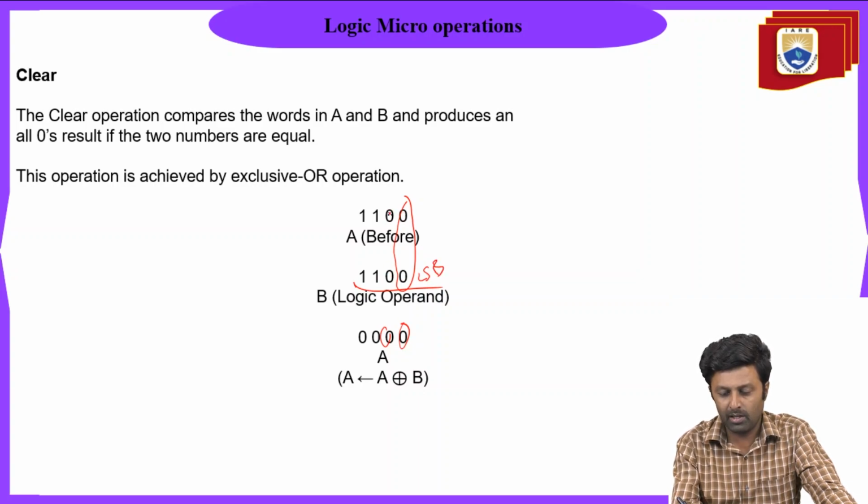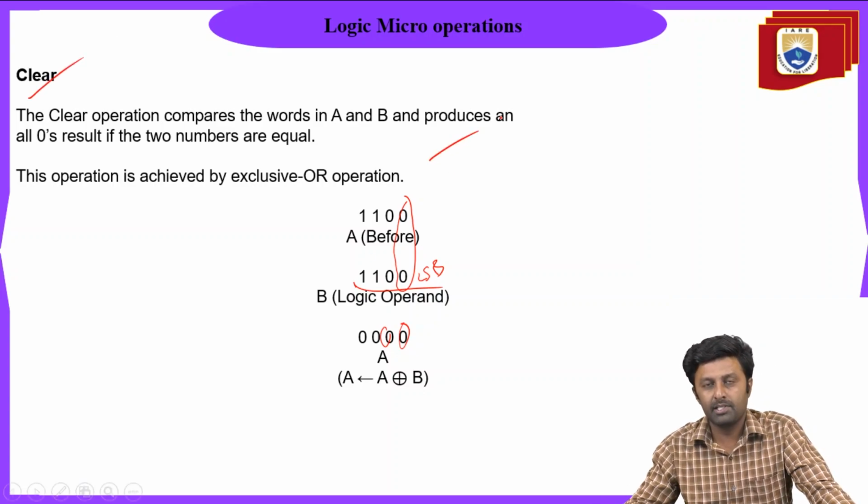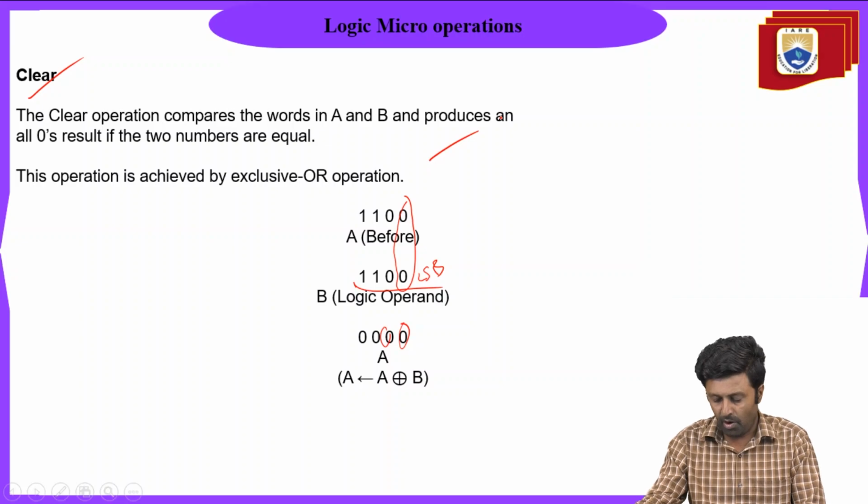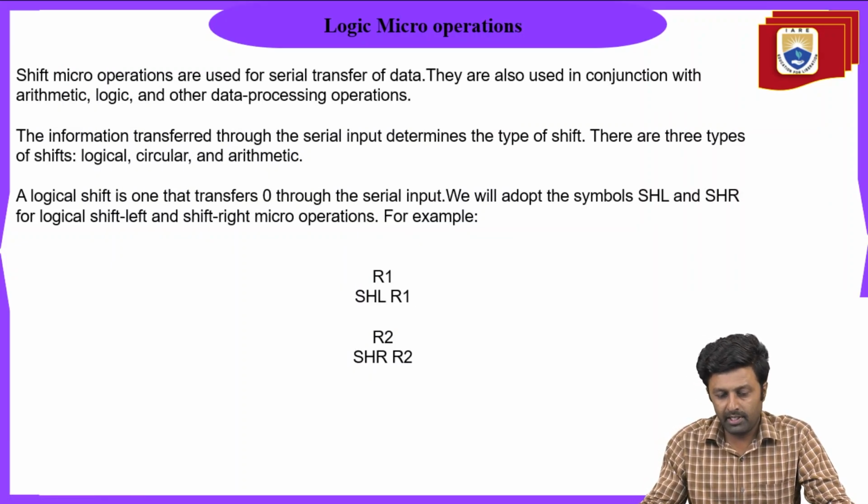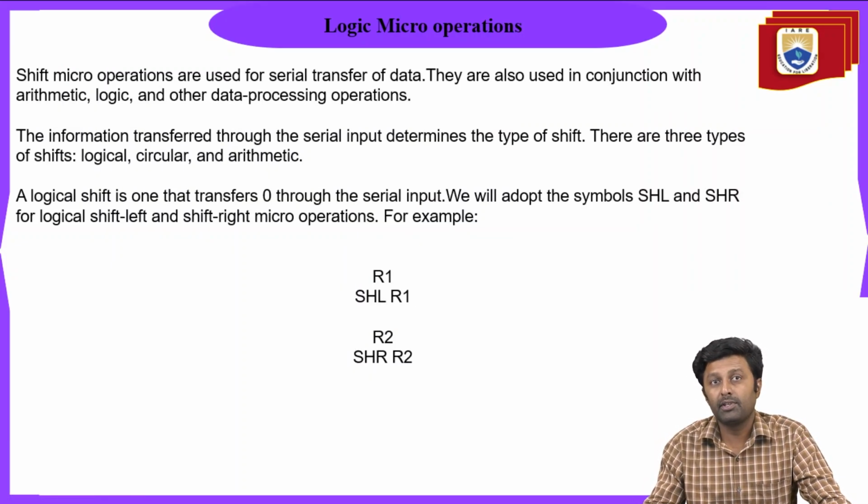So here also, both the values are 0, so the output is 0. So to clear operations, we use this operation. After the logical micro operations, we'll see the shift micro operations.